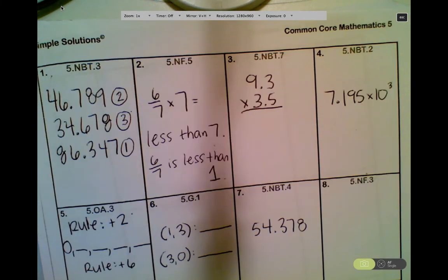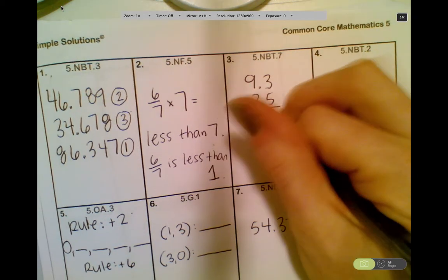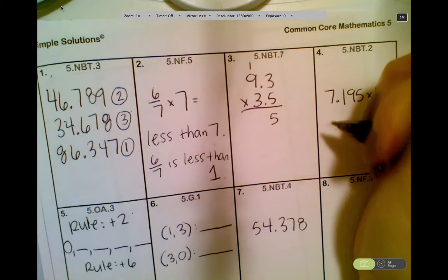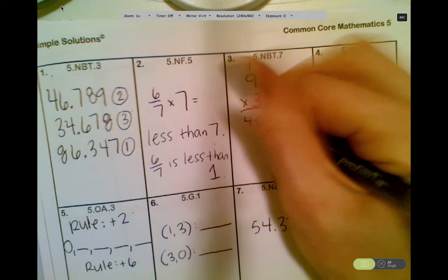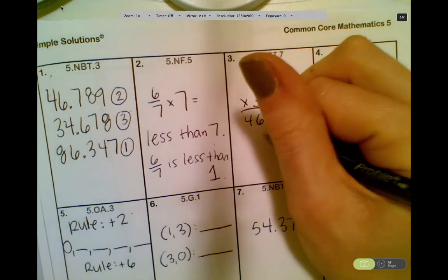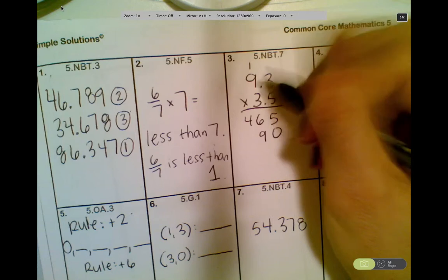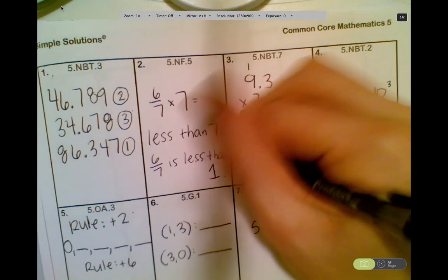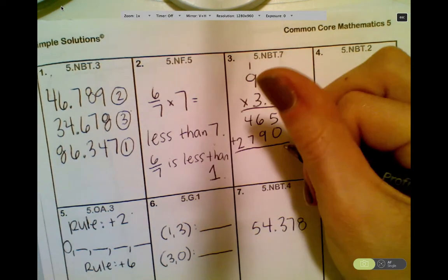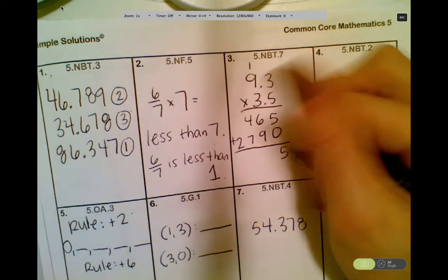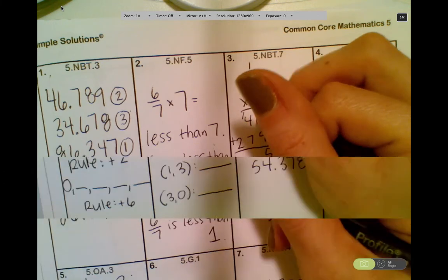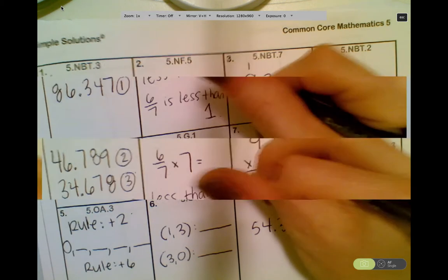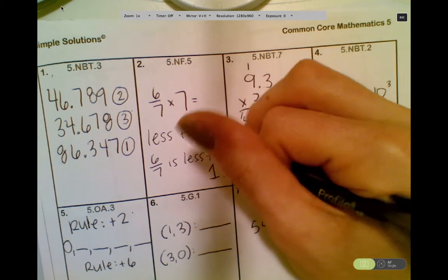Number 3, let's multiply decimals. 3 times 5 is 15. 5 times 9 is 45, plus 1 is 46. 3 times 3 is 9, and 3 times 9 is 27. Now we'll add. We have 5. 9 plus 6 is 15. 7 plus 4 plus 1 is 12, and 2 plus 1 is 3.